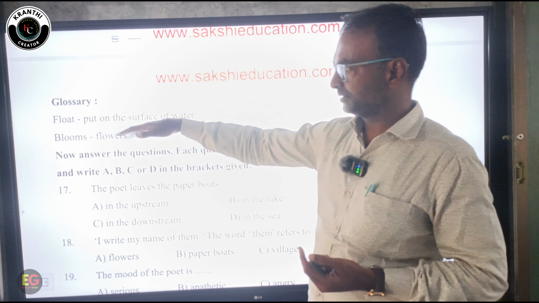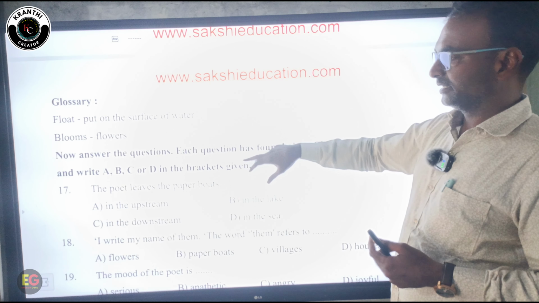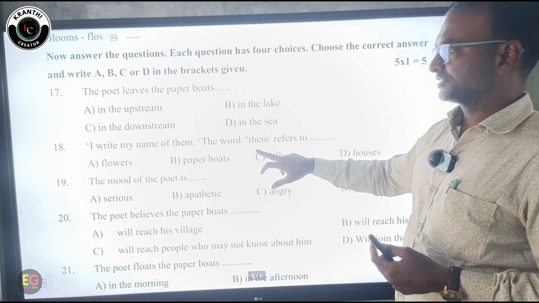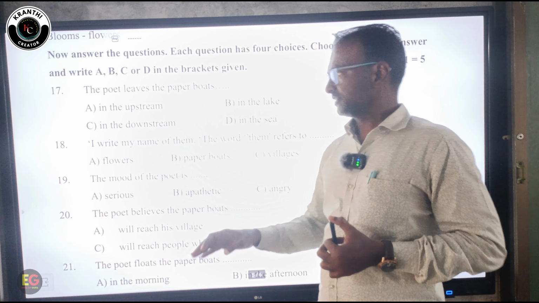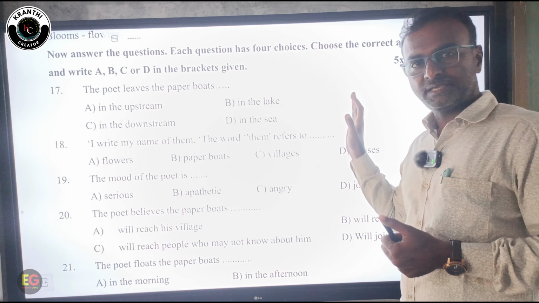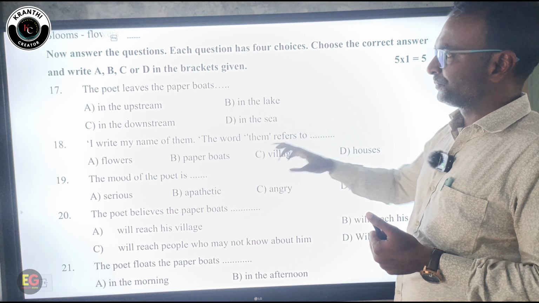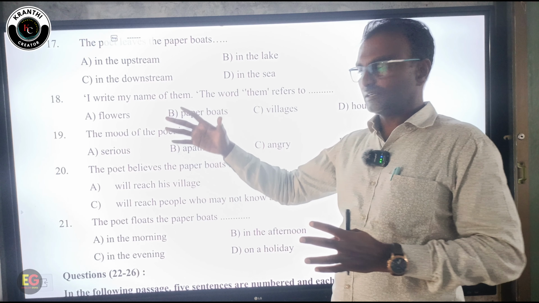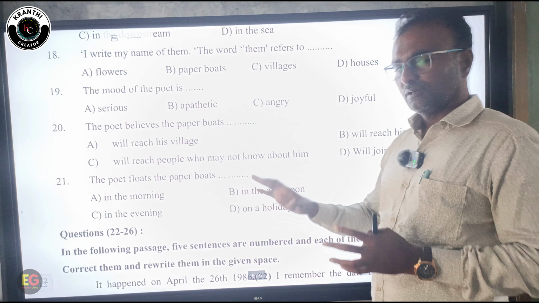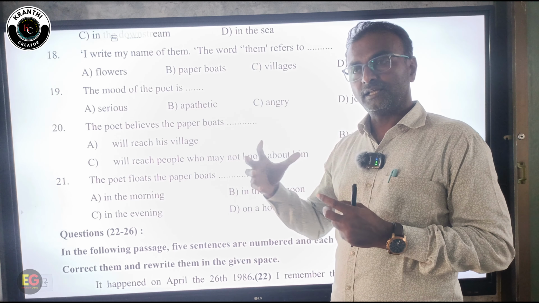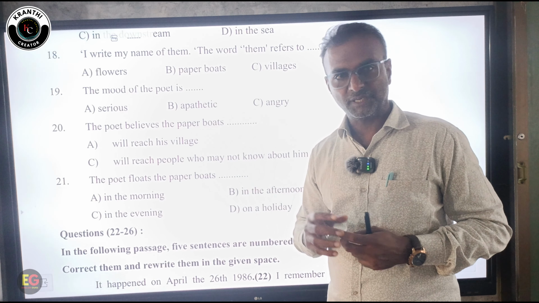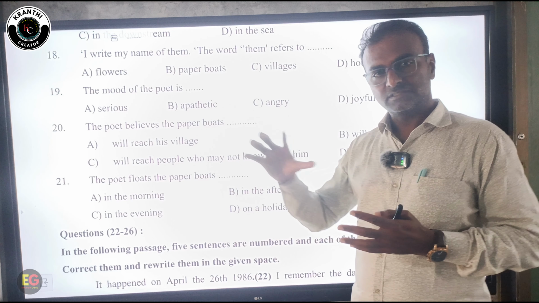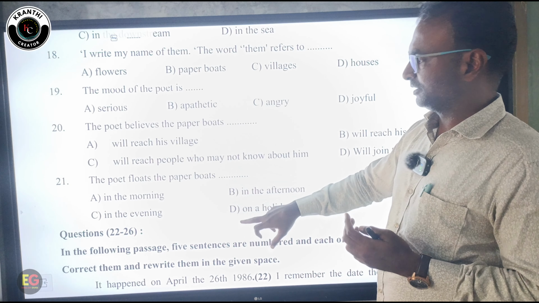So here we have a glossary given with 2 words, and these questions from 17 to 21 are multiple choice questions. So you have to write A, B, C, D in the brackets itself, and mostly you can find the answers in the poem, or at least one question is given in the area of figures of speech like simile, metaphor, personification, hyperbole, so like this. So all these areas are to be covered.